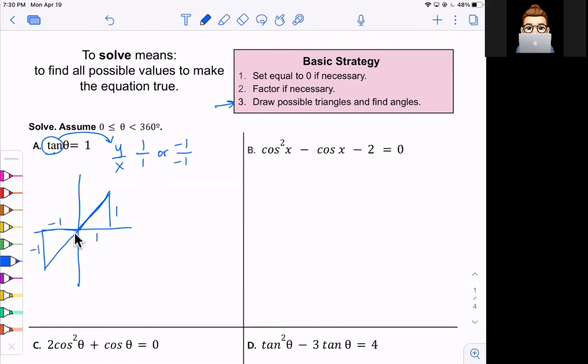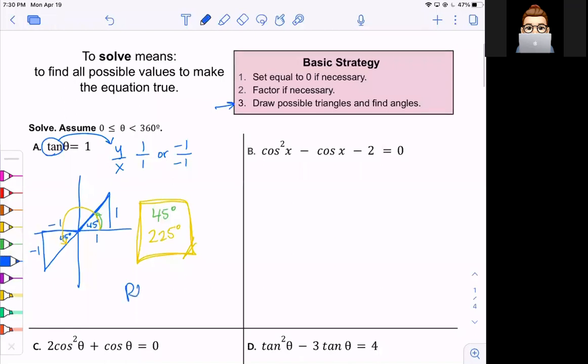I see these are 45, 45, 90 triangles. So I've got 45 degrees here, 45 degrees there. I want to find both places where this is true. So the first one is 45 degrees, and the second one goes all the way around. That's 180 plus 45 more, which would be 225 degrees. Okay, so those are my 2 answers for this type of problem.